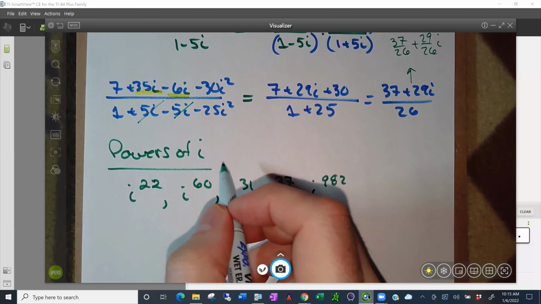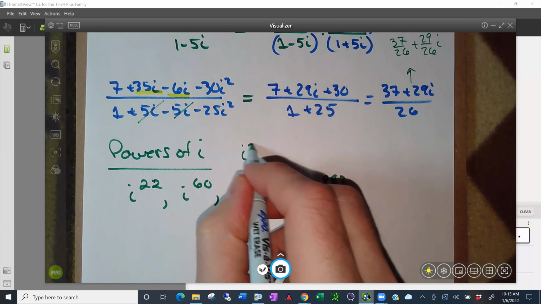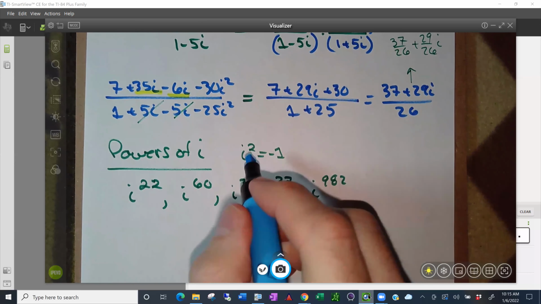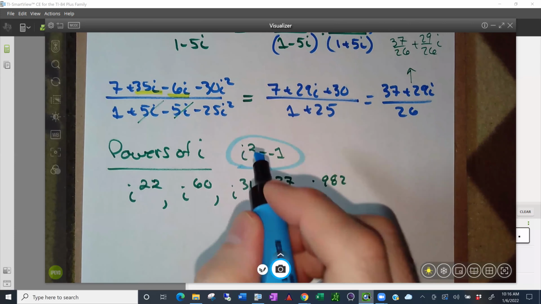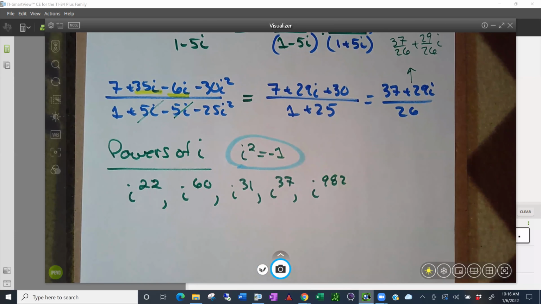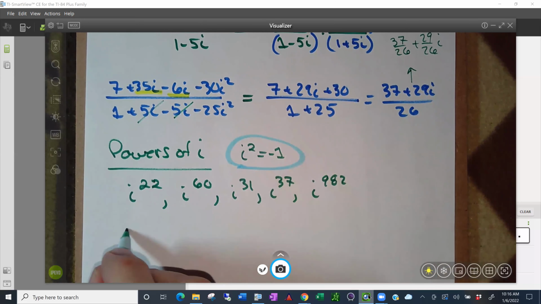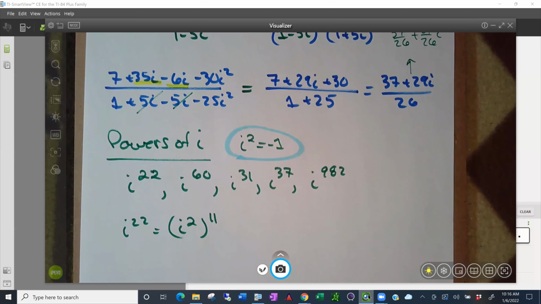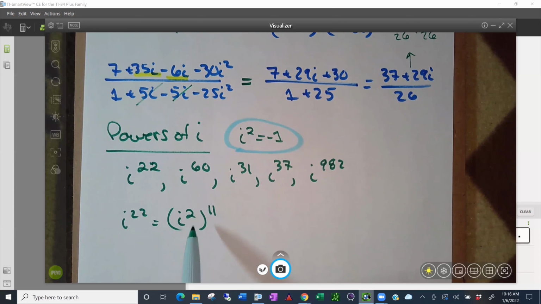Now, all these powers of i rely on one fact. i squared is -1. That's the only thing that you've got to remember here. So how am I going to use that here? Well, i to the 22nd can really be written as i squared to the 11th power. Why is that? Because when you have a power to a power, these exponents multiply. So 11 times 2, that's 22. So these things are the same.